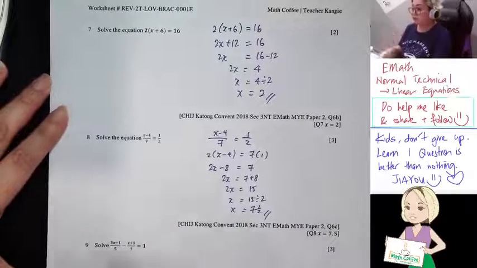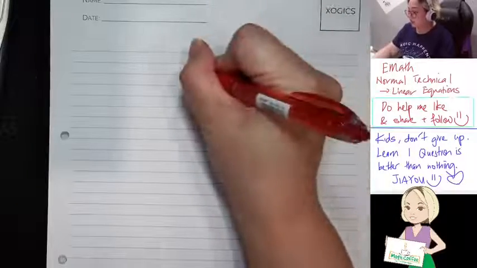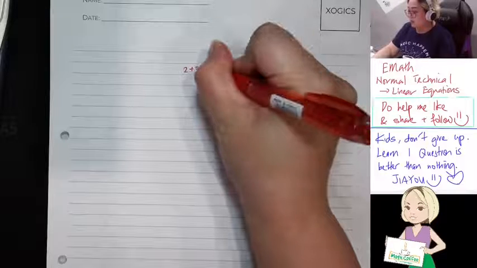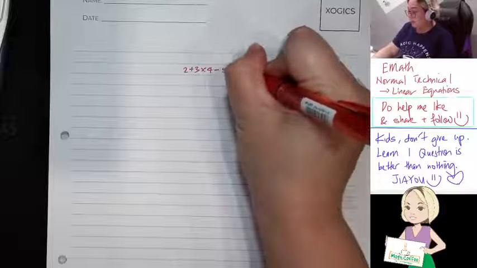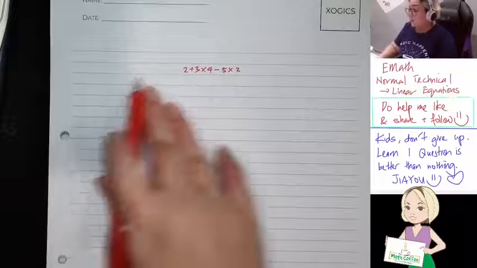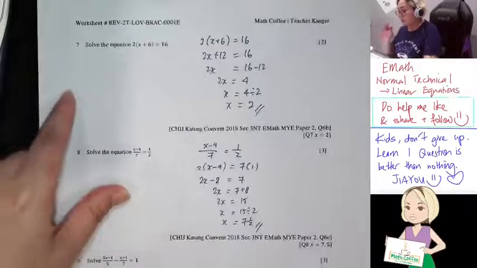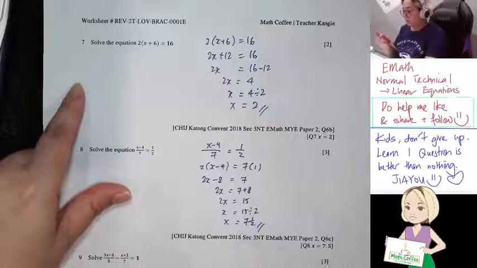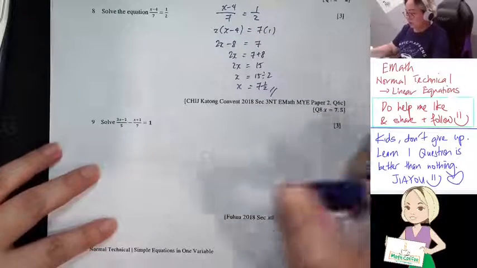BODMAS is applicable for numbers. Let me just randomly put here, for example, 2 plus 3, and then times 4, then minus 5, times 2. This kind, whereby they ask you to evaluate, then yes, you follow BODMAS. But for equations, you cannot use BODMAS. Okay, let's move on.